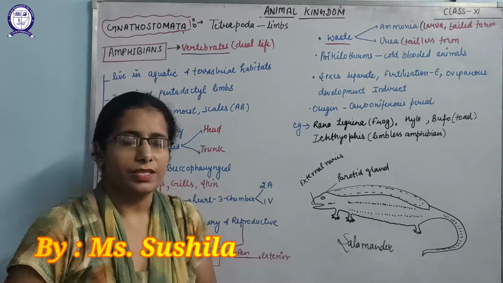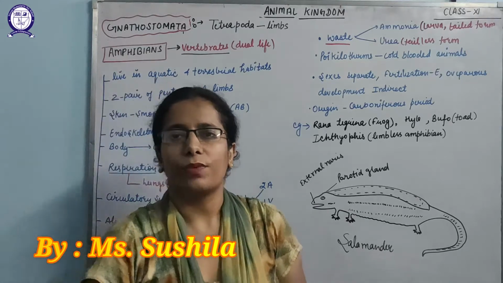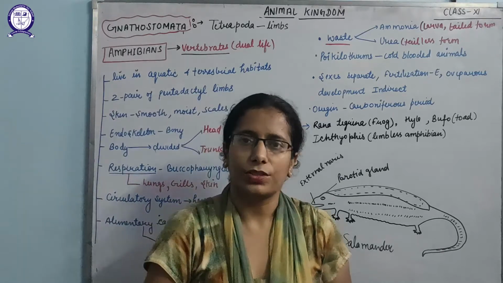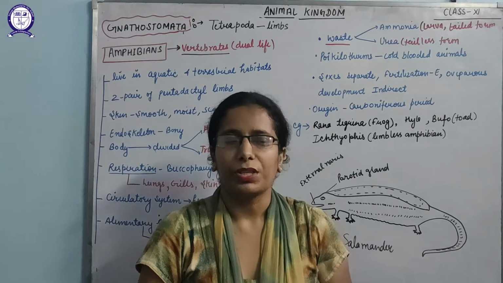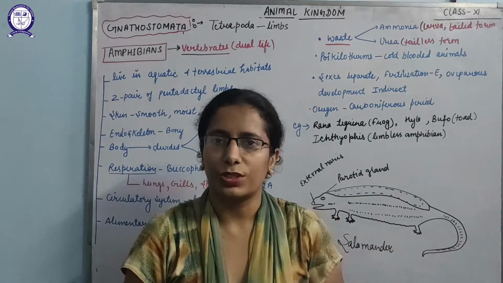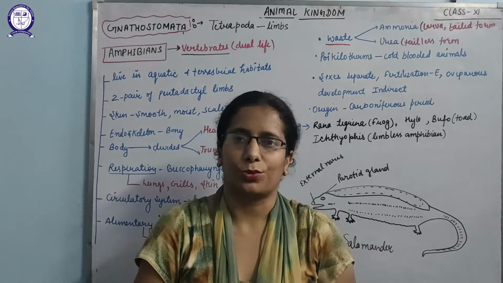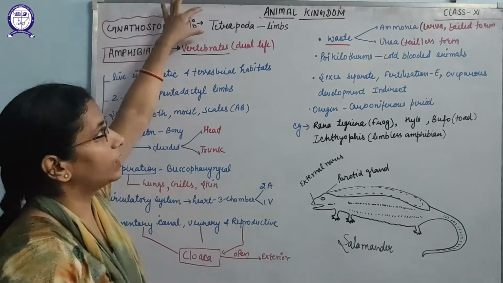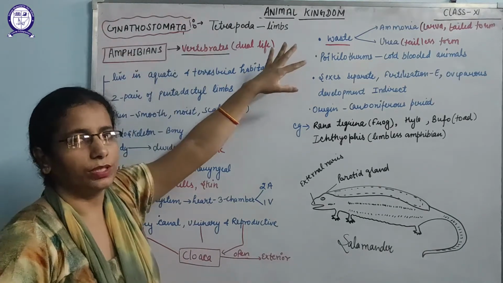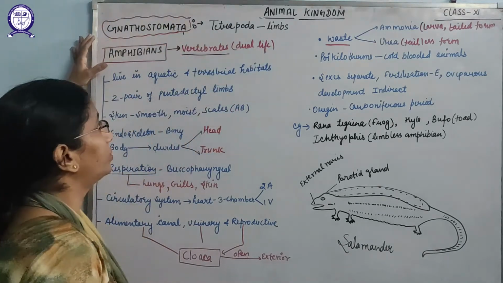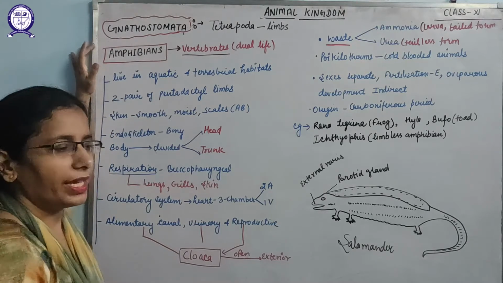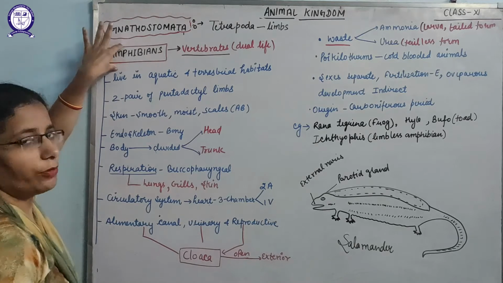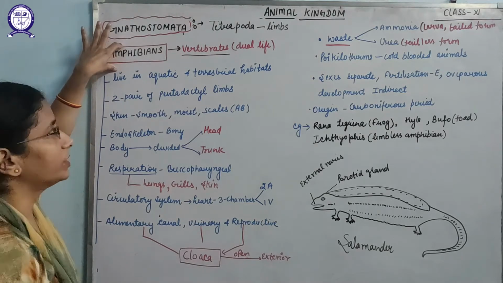Hello students, as I have told you, Gnathostomata is divided into three classes, and two we have already discussed. Pisces were the ones having fins, in which we discussed chondrichthyes, osteichthyes and cyclostomes. Now Gnathostomata also include the tetrapods that have limbs, and it includes the amphibians, aves, reptiles and mammals. So now we are going to discuss the amphibians.